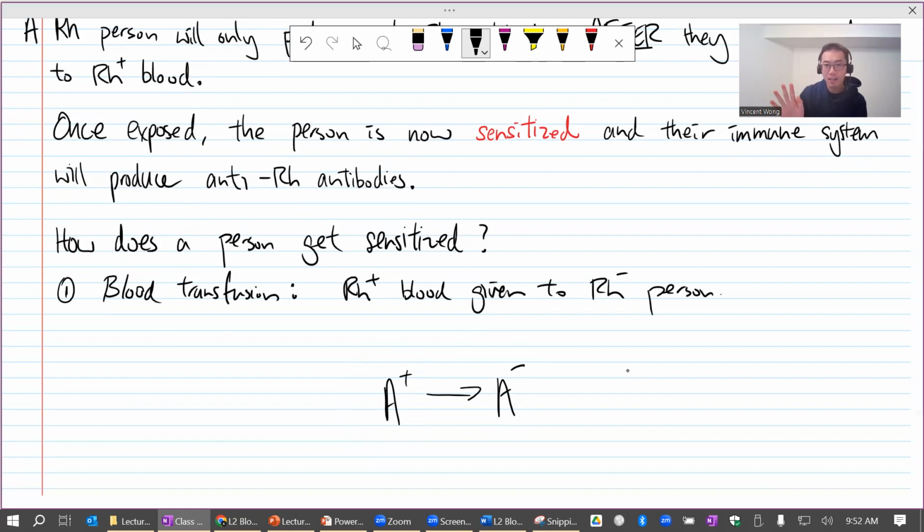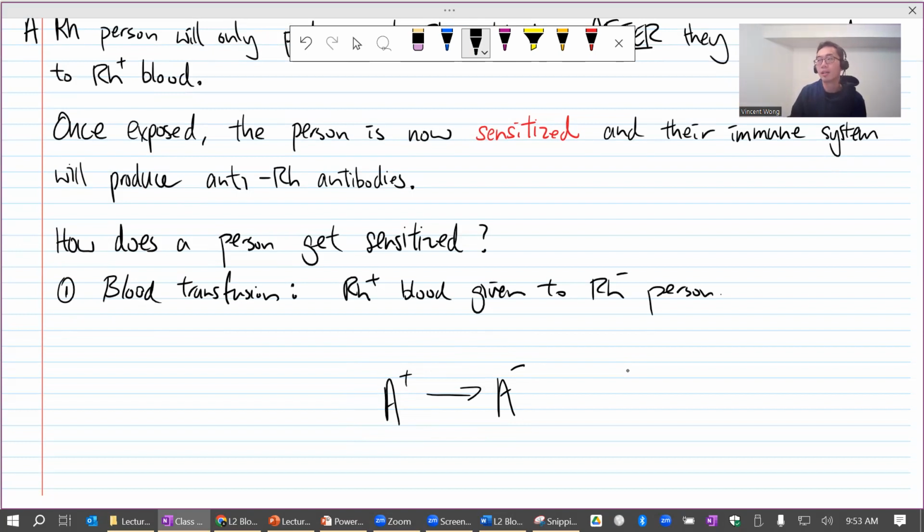It's okay to do it only one time. But once you give the positive blood to the negative blood, you will sensitize them. You are not changing their blood type in any way. The A negative person will stay as A negative. But when you sensitize them, they will start to make anti-RH antibodies. So the next time you give them positive blood again, they will reject it.